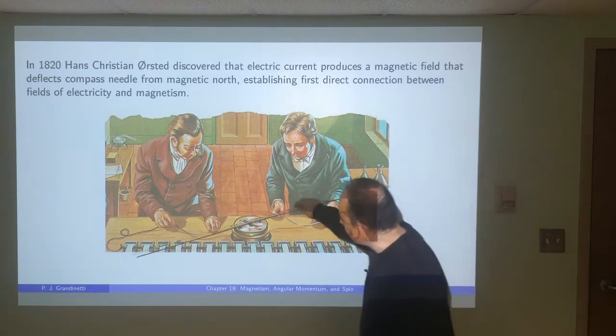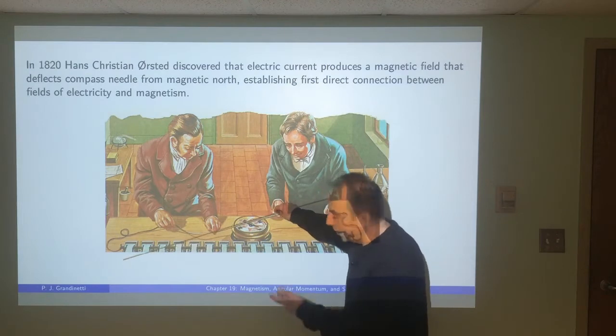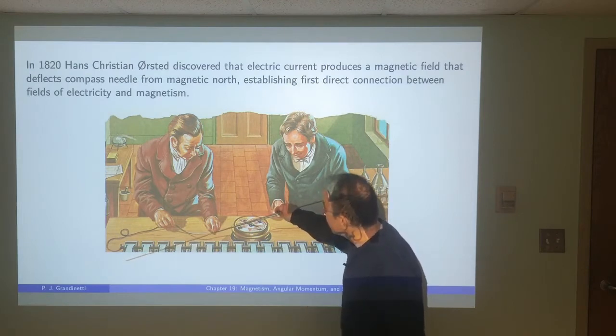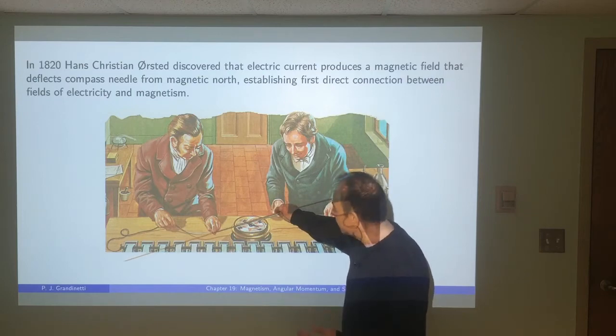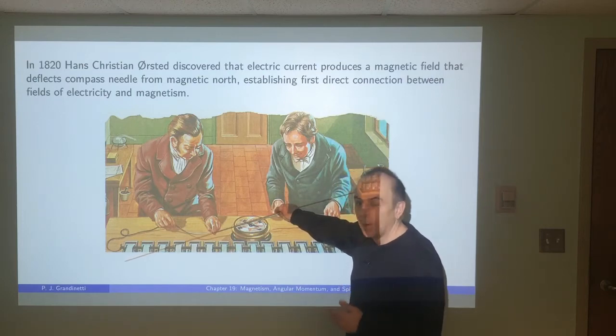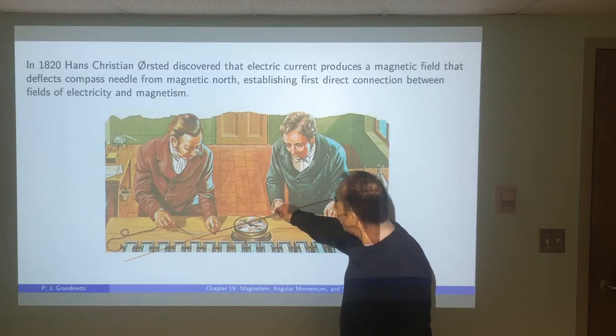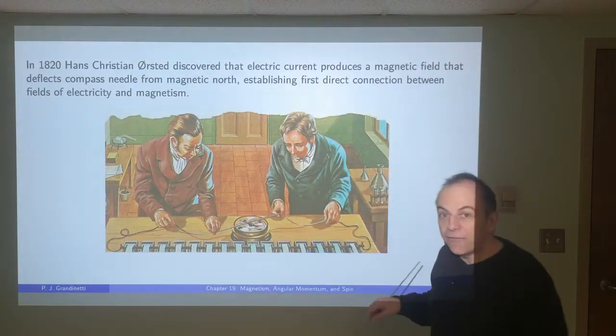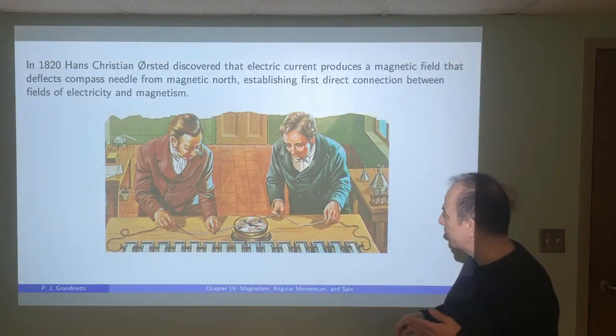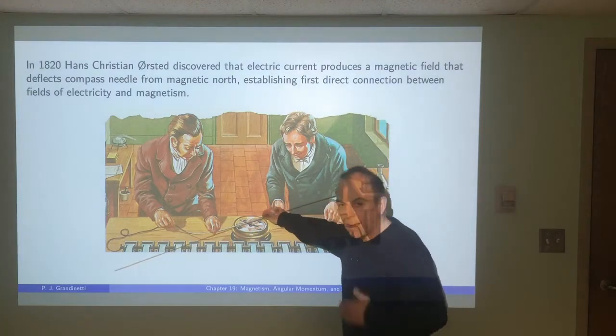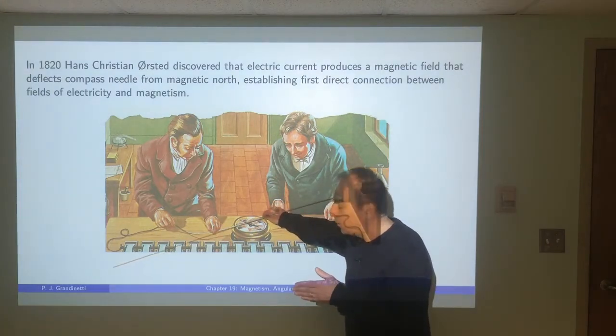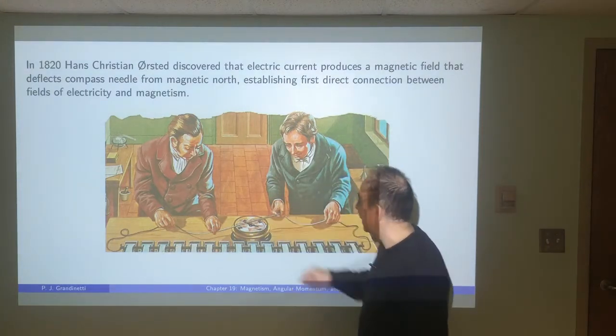And when he places this wire over this very large compass in this picture, what we see is that the compass needle deflects and points in a direction that's perpendicular to the direction of the current. So when you take the wire off, the compass needle will go back to north. You put the wire on, the compass needle will deflect and point perpendicular to the current flowing in the wire.